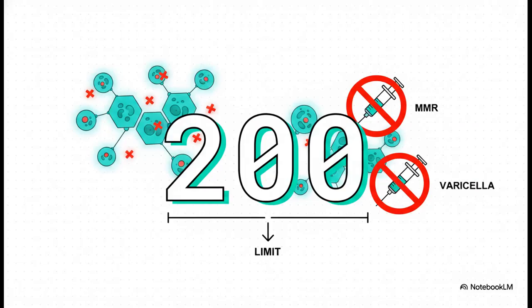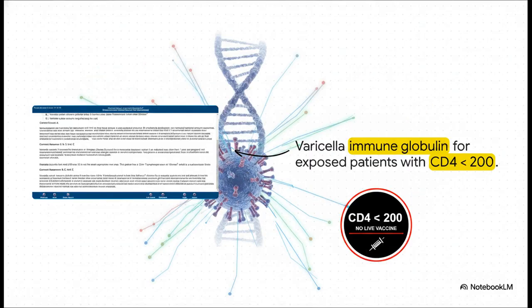Which brings us to an absolute non-negotiable boundary, the number 200. Live attenuated viral vaccines like MMR, varicella, and the nasal flu vaccine are strictly contraindicated if a patient is pregnant or if their CD4 count drops below 200. In clinical practice, this boundary completely dictates our management. If an HIV patient with a CD4 count below 200 gets exposed to chickenpox, there is absolutely no way they can get the live varicella vaccine. Instead, the logic forces us to use varicella zoster immune globulin, which gives them immediate passive prophylaxis safely.